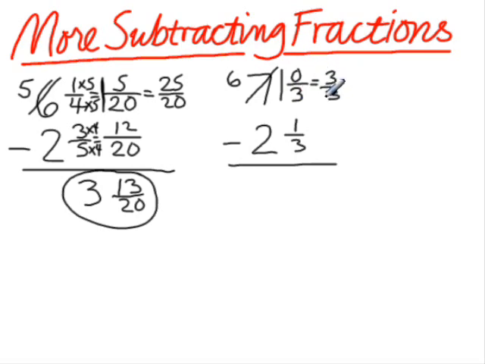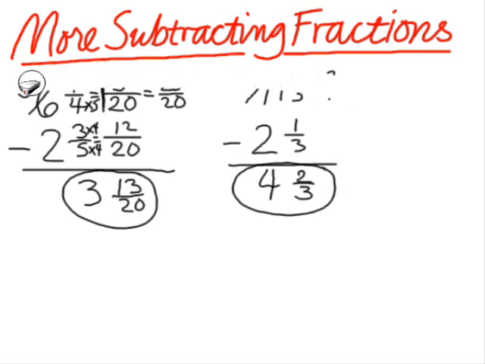Now remember I told you in the previous example that this numerator here is always going to equal the sum of this number and this number. Well, 3 plus 0 is 3. So that is correct. Now we have 3/3 minus 1/3 is 2/3, and 2 from 6 is 4. Can that be simplified? No, it can't. It's in its simplest form. So there is our final answer.